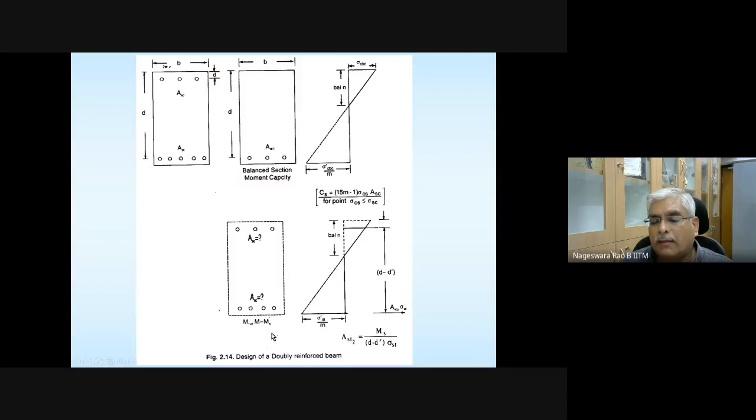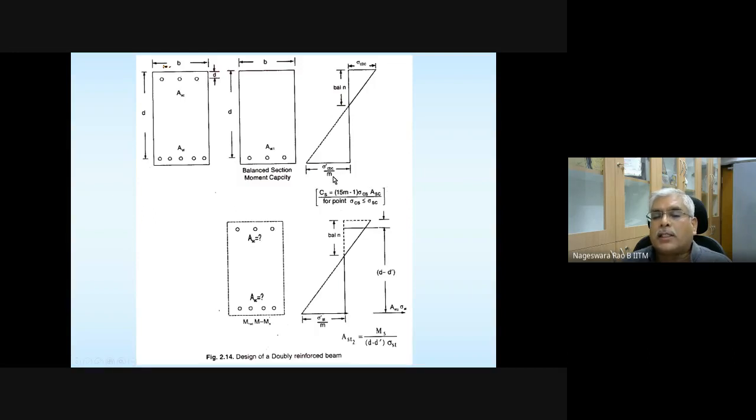Okay, we'll see all this. And how do you get this additional steel? Additional steel for this balanced moment is given by this equation. The additional compression steel, for whatever additional moment it has to resist, is calculated based on the stress at this level. We'll see all that in a while. Let's proceed further.